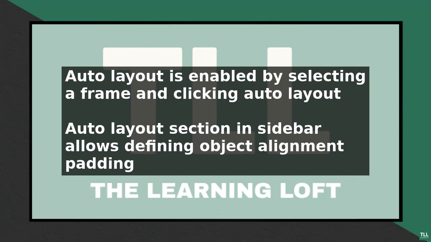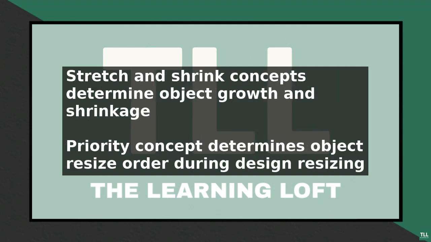One of the key concepts in auto layout is the idea of stretch and shrink. Stretch determines how much an object should grow when the design is resized, while shrink determines how much it should shrink. You can define these properties for each object in the auto layout section.